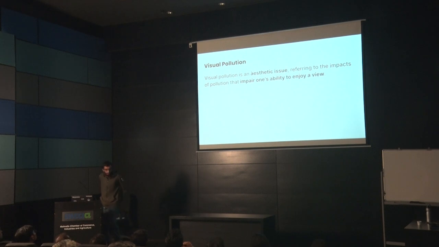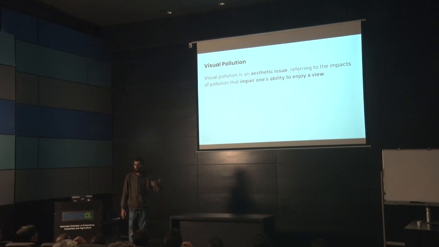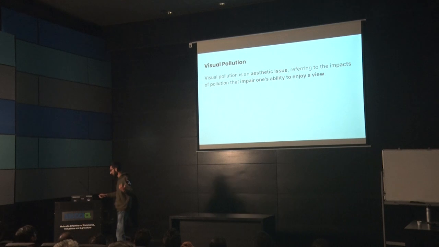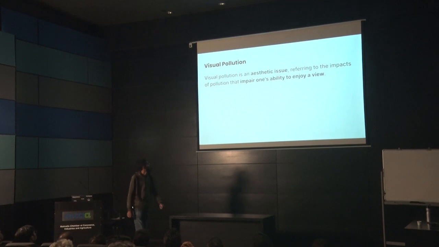So, visual pollution by definition is an aesthetic issue referring to impacts of pollution that impair one's ability to enjoy a view. Think about it like you walk to some place and the lamp is broken, right? That pollutes the view of the place, or a tile is broken somewhere, right? Let me just talk about it for a bit and then I'll show you.